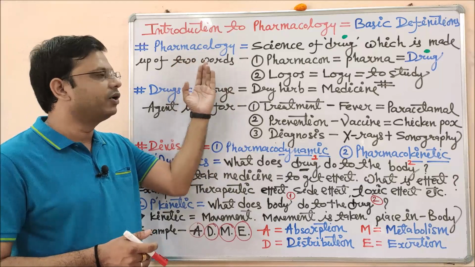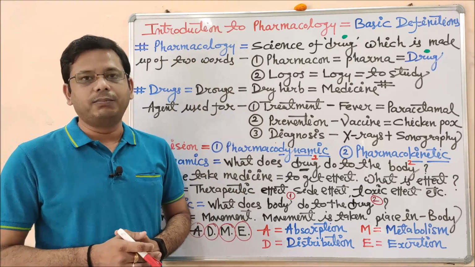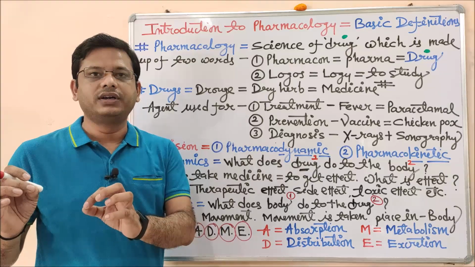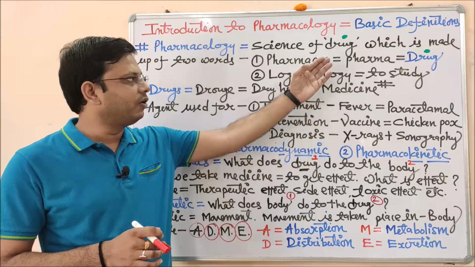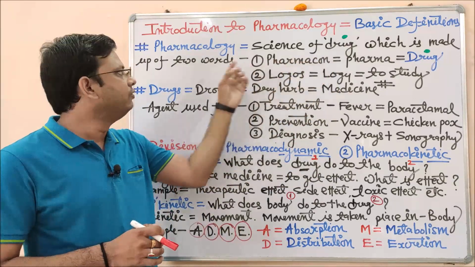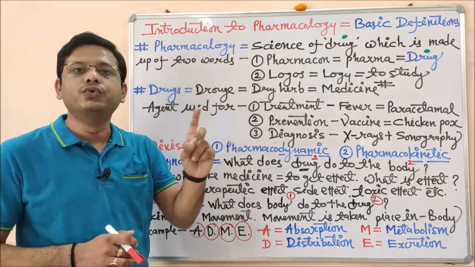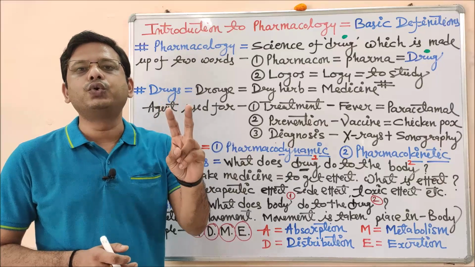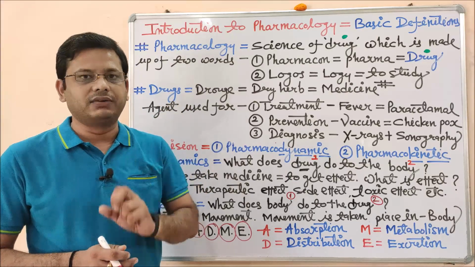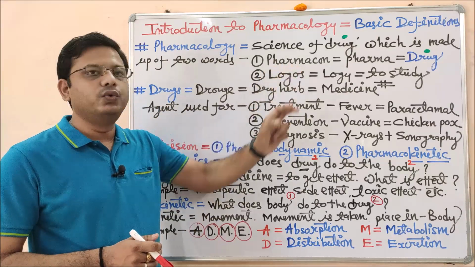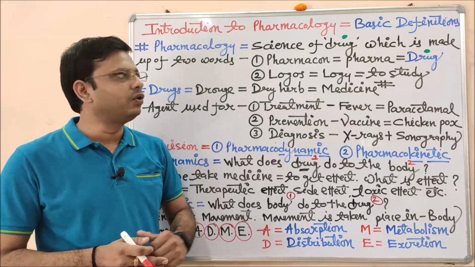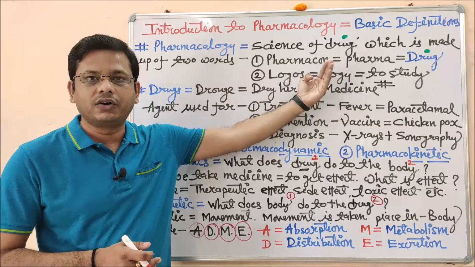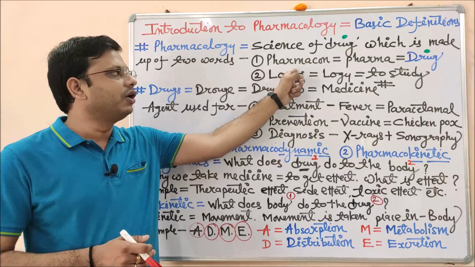So the definition of pharmacology says it is a science of drugs, meaning it is all about the study of drugs and their effects. The second part of this definition says it is made up of two words. If we split pharmacology, we can divide it into two meaningful parts. The first part is Pharmakon, which is a Latin word. We have abbreviated it as pharma; not exactly, the exact word is Pharmakon.